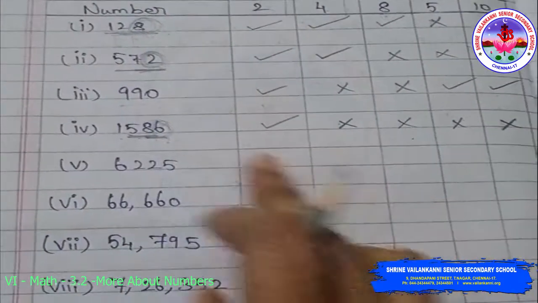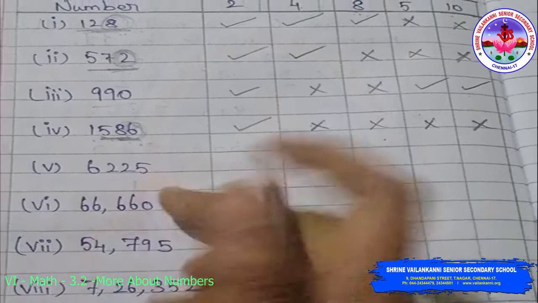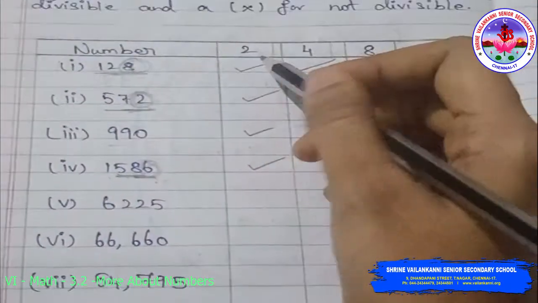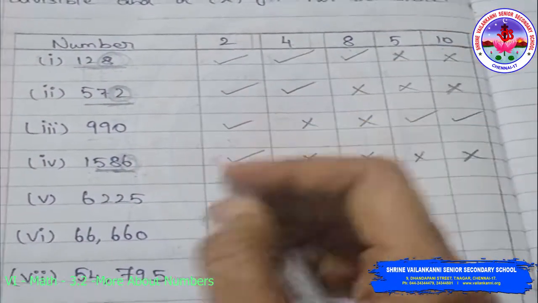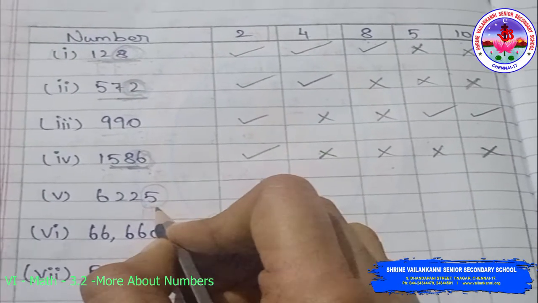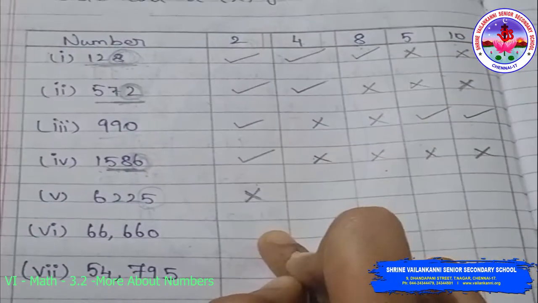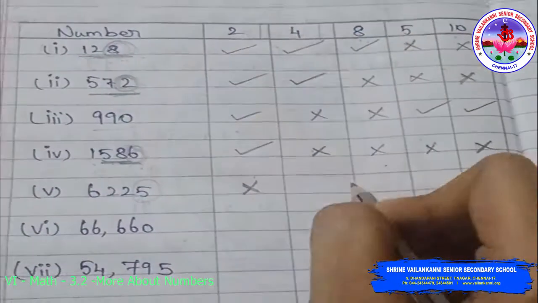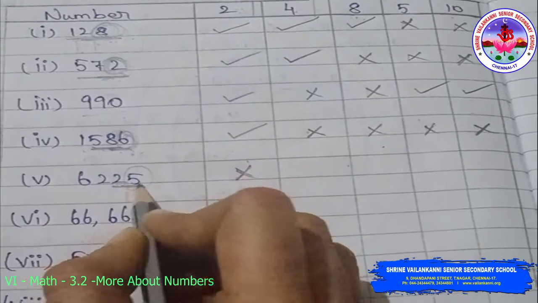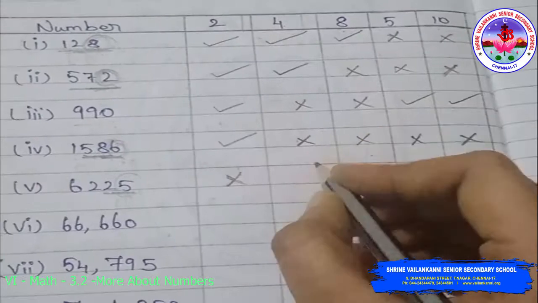The next question. 6225. Here first check divisible by 2. The last digit is 5. It is not an even number, it is an odd number, so it is not divisible by 2. Divisible by 4. Check the last 2 digits. This is 25. 25 is not divisible by 4.